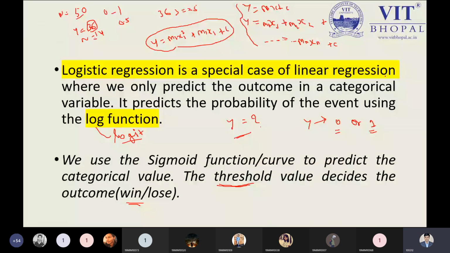So the sigmoid function is a function which describes the important part of choosing the final value, either 0 or 1. And the threshold value will decide the outcome, as it is written over here. The threshold value will decide the outcome, that is, whether you are choosing yes or no, win or loss, 0 or 1. That is my point. So far, if you have any doubts, please ask me right now.